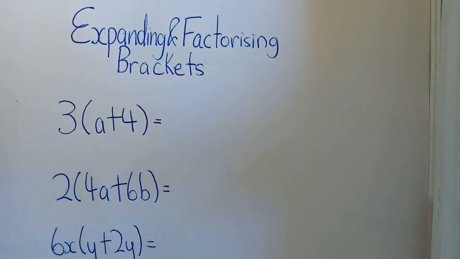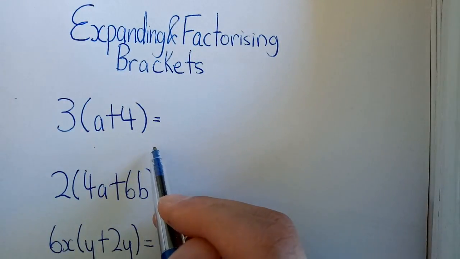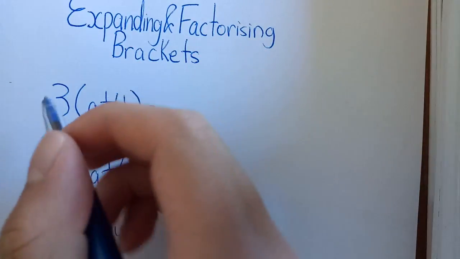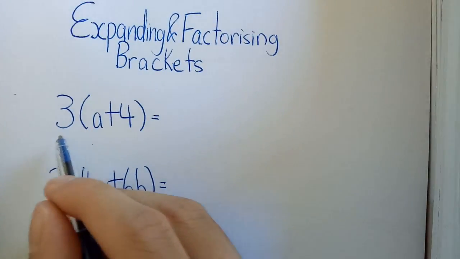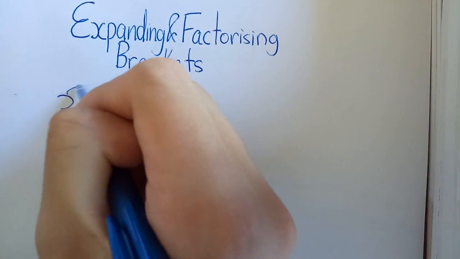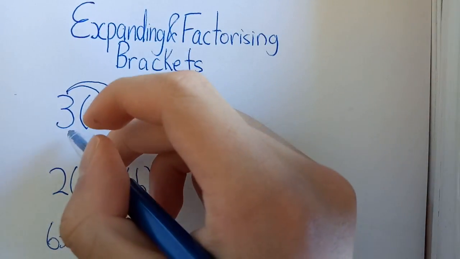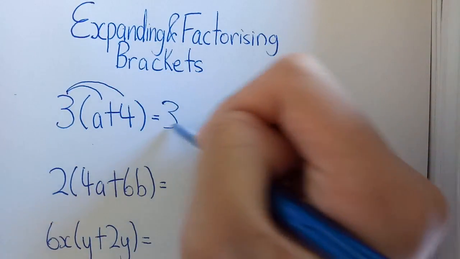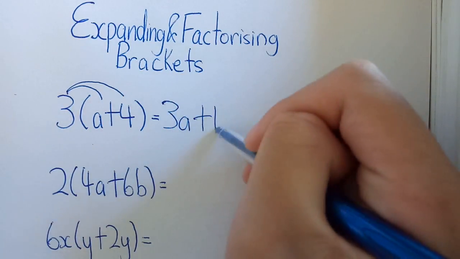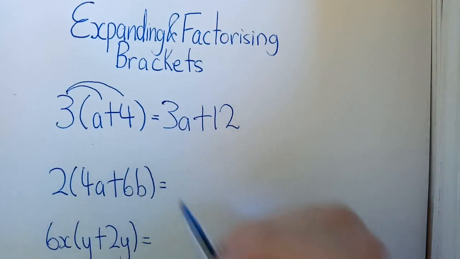So, moving into the first question, we have 3 as the outside value and a plus 4 inside the brackets. So, we have to multiply the outside value by each of the values inside the brackets. So in this case, it will be 3 multiplied by a and 3 multiplied by 4. 3 multiplied by a is 3a, and 3 multiplied by 4 is 12. This right here is the expanded form for this equation.